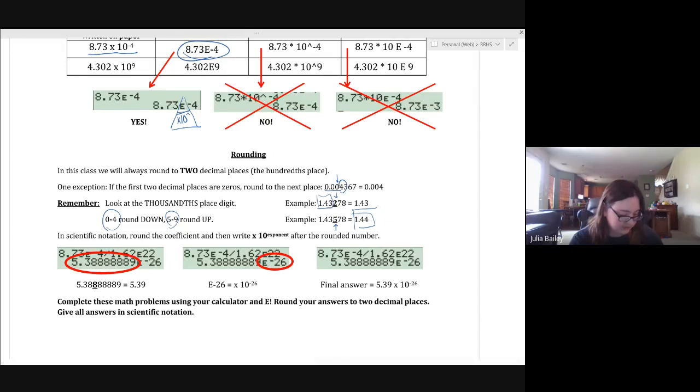In scientific notation, you round the coefficient and then you write times 10 to the exponent after the rounded number. So 5.3888888, blah, blah, blah. We look at the thousandths place, which tells us to round that up to 5.39. And then we check that the e to the negative 26 at the end is telling us that the exponent of 10 is negative 26. So it's going to be times 10 with an exponent of negative 26. The e stands for exponent. So the whole thing, when you put it together, is 5.39 times 10 to the negative 26.